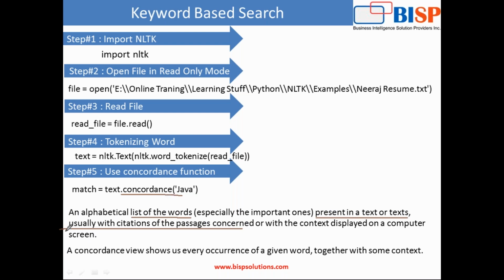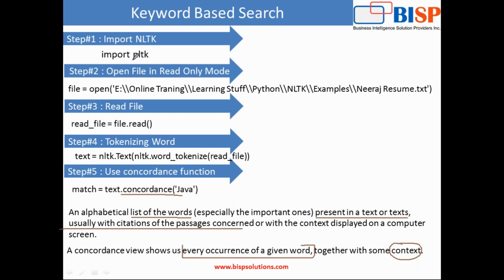The concordance function is used for this. If you go through its syntax, you find that a concordance view shows us every occurrence of a given word together with some context. So it is not just a word search, it is a context search. With the given context, you can search which syntax and sentences you would like. It is done in 5 steps in this example.